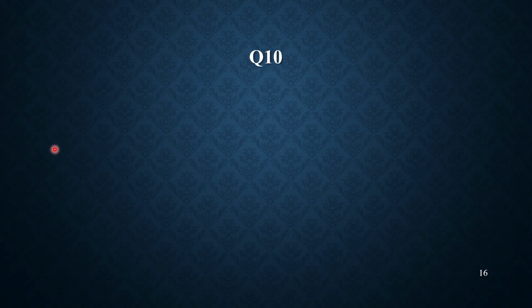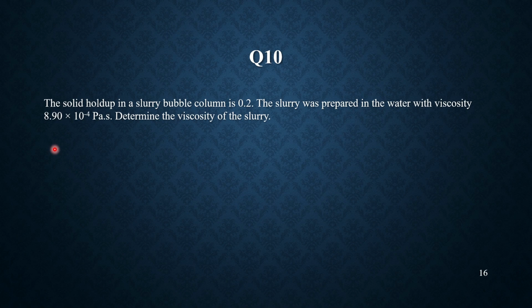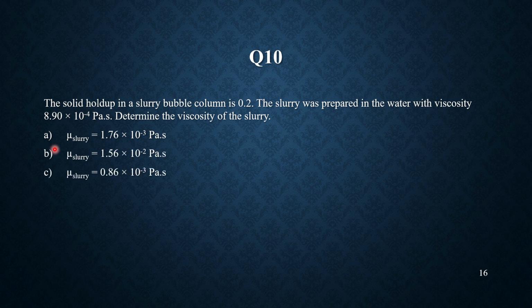Now we'll go to question 10. In question 10, it is asked that the solids holdup in a slurry bubble column is 0.2. The slurry was prepared in water with viscosity 8.9 into 10 power minus 4 Pascal second. Determine the viscosity of the slurry. Option A is 1.76 into 10 power minus 3 Pascal second. Option B is 1.56 into 10 power minus 2 Pascal second. Option C is 0.86 into 10 power minus 3 Pascal second. Or option D is 4.26 into 10 power minus 3 Pascal second.